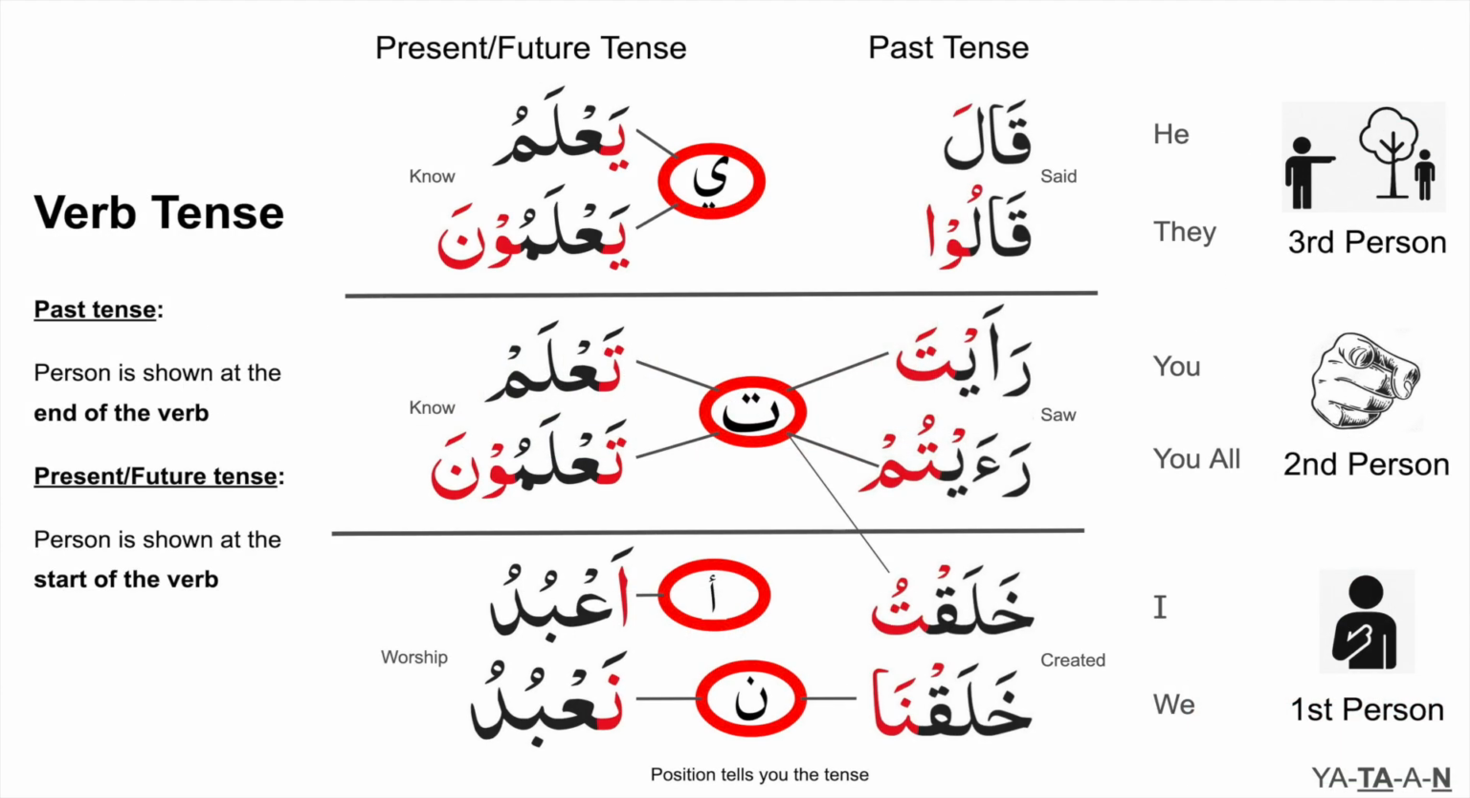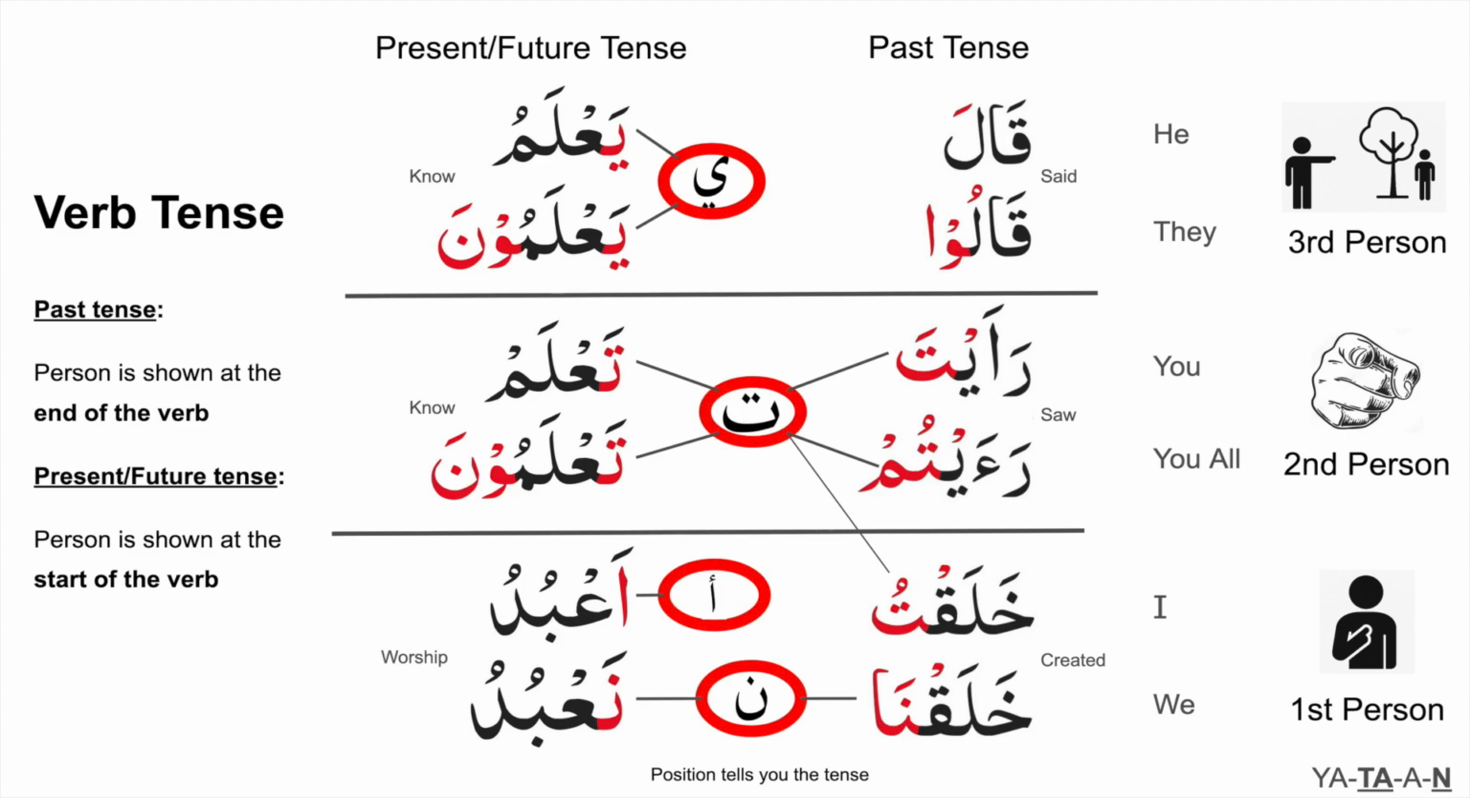For your ease, this slide brings everything together. On the right, you see past tense. In past tense, the person appears at the end of the verb. On the left, you see present and future tense. Here, the person appears at the beginning of the verb. Same idea, different position. Notice something important. Some of the same letters repeat.